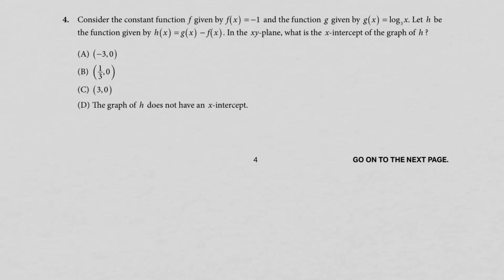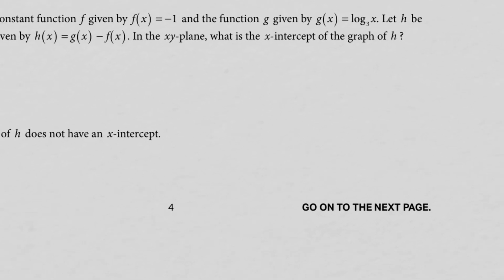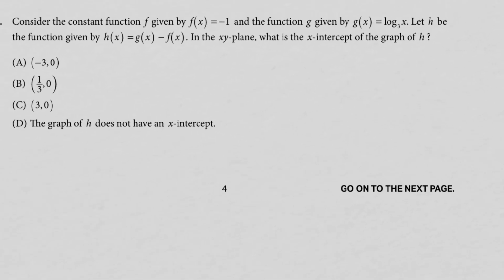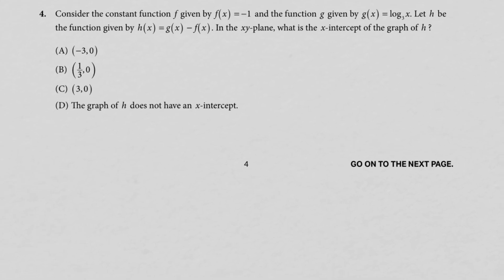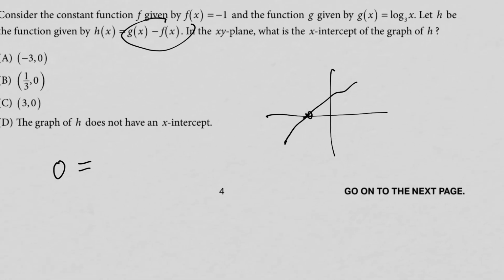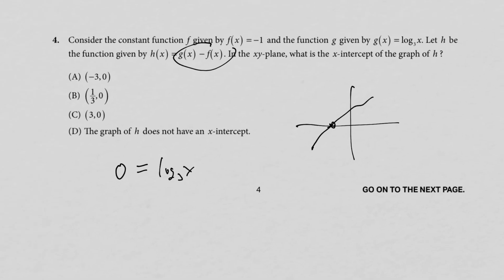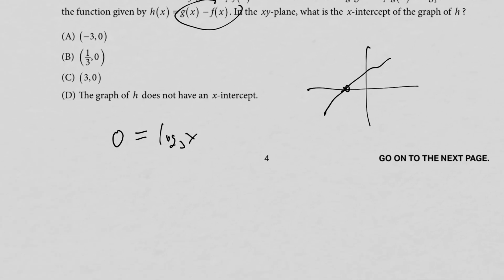Question 4, we have the function f of x equals -1, and the function g of x equals log base 3 of x. And then we want to subtract them, and they want to know the x-intercept. Well, the x-intercept in general is when y equals 0. So if I plug 0 in for the y value, and g of x minus f of x is log base 3 of x minus f of x, which is -1, so that turns into +1.